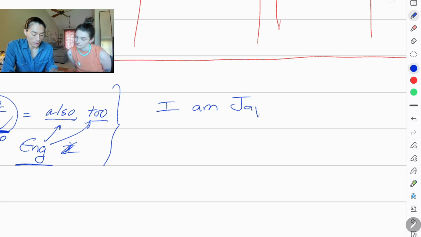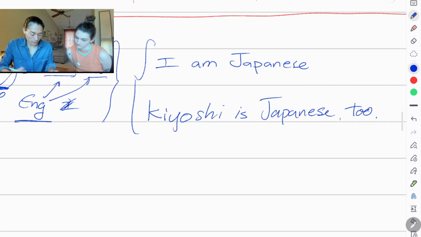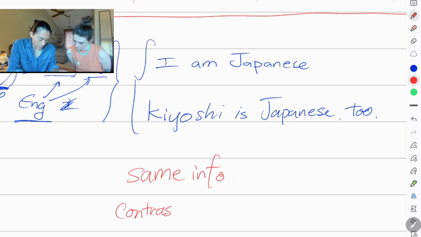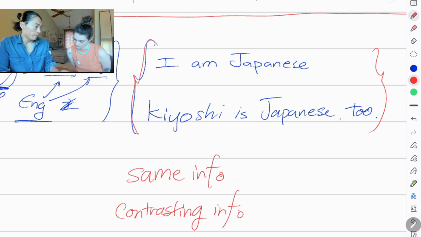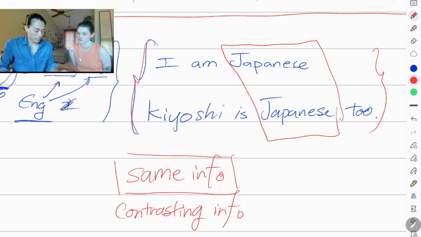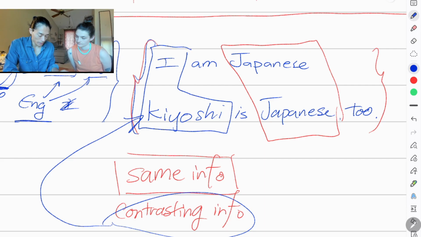Simple sentence: I am Japanese. With these two sentences, if you have to generalize it or divide into two groups, one group can be the same info group. The other can be the contrasting info group. When you compare these two, which part has the same info? Japanese. Good. And different is the subject because you're talking about either you or Kiyoshi. Contrasting info is here: I versus Kiyoshi. So with this, you can categorize into two, right?